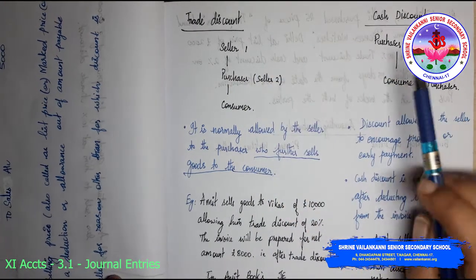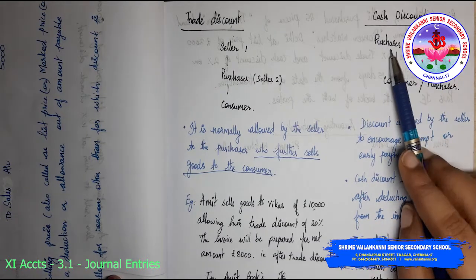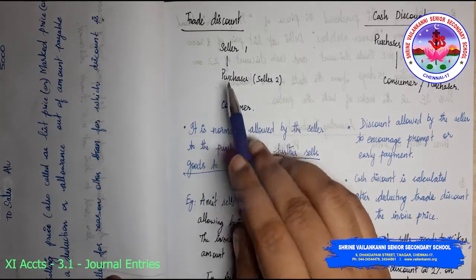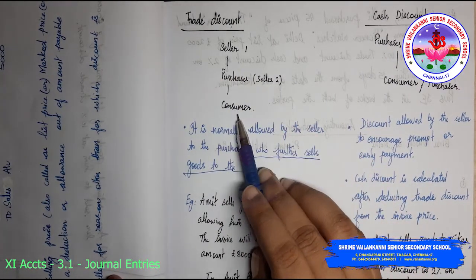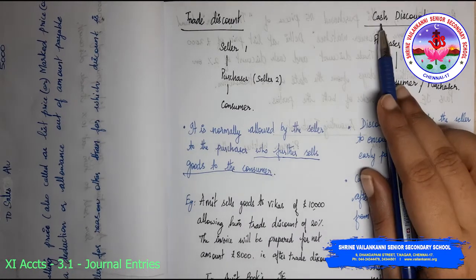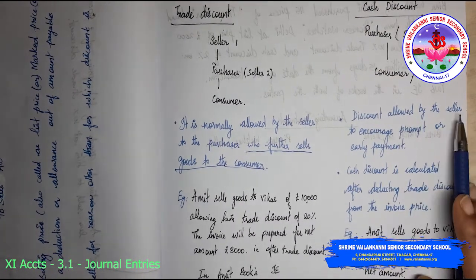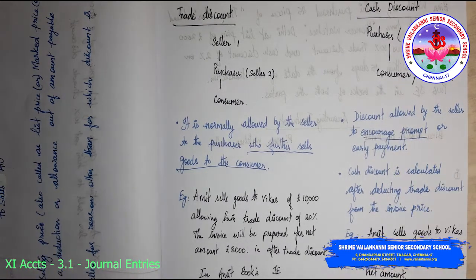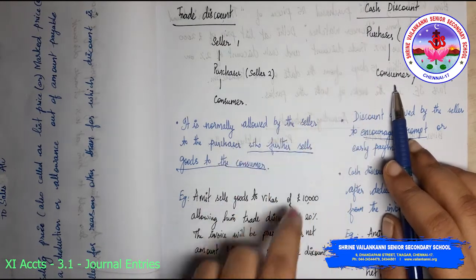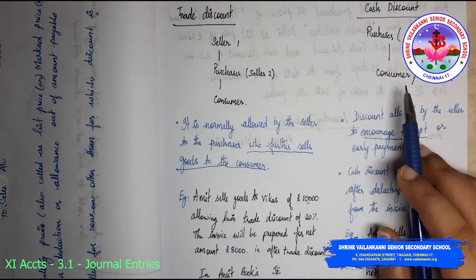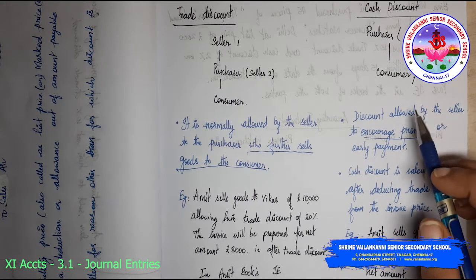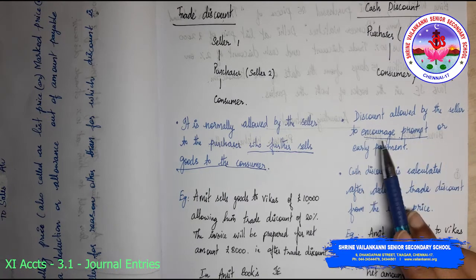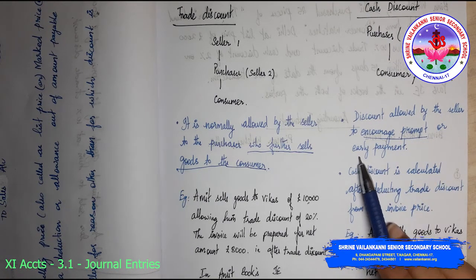Now what is cash discount? This seller, the second person here, is further selling goods to the customer. If he is allowing any discount, then that discount is called cash discount. Now discount is allowed by the seller to encourage prompt payment. If I give discount, say for example this person has to pay 10,000, he says that if you pay immediately, you can just pay 9,500, which means 500 rupees is a cash discount. So discount allowed by the seller to encourage prompt or early payment.